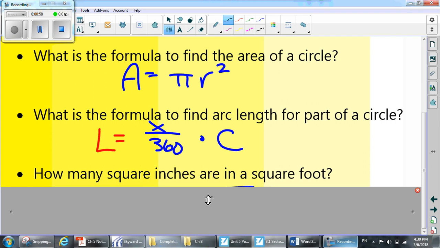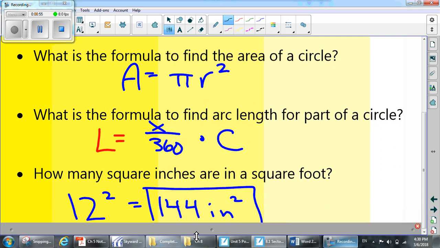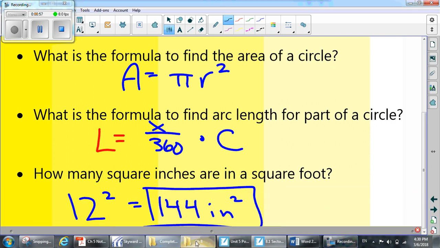How many square inches are in a square foot? Hopefully you didn't just say 12. There are 12 inches in a foot, but we have to square 12 since we're looking for square inches in a square foot. It really has 144 square inches.